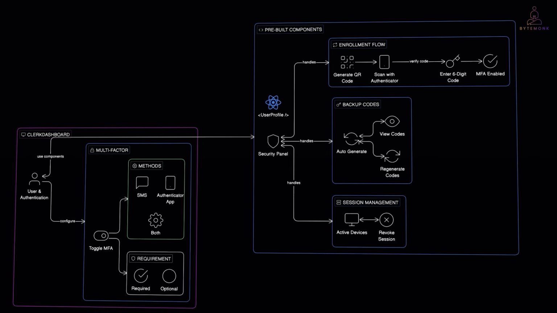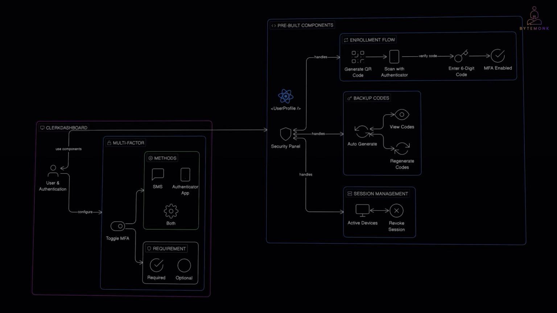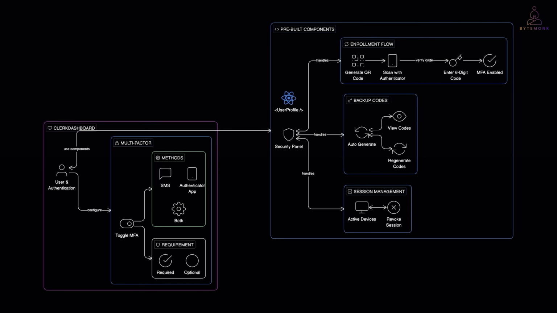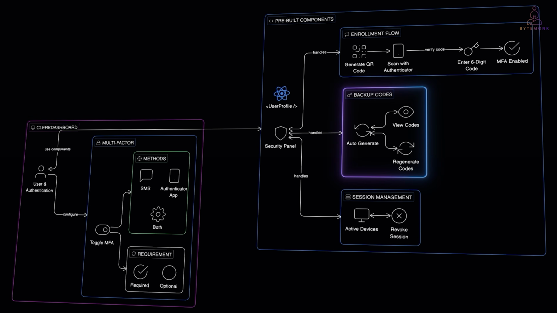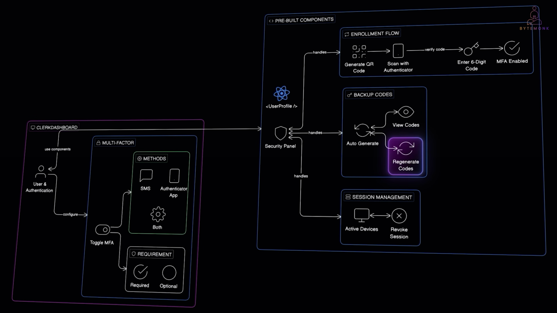And what happens if a user loses their phone? They can't access their Authenticator app anymore. That's where backup codes come in. If they ever lose their access to the Authenticator, they can use one of these backup codes to get in. And each code works only once. Once it's used, it's gone. And if a user runs out or thinks their codes are compromised, they can regenerate a fresh set from the security settings. Again, all of this is built into Clerk. You don't write any of it.